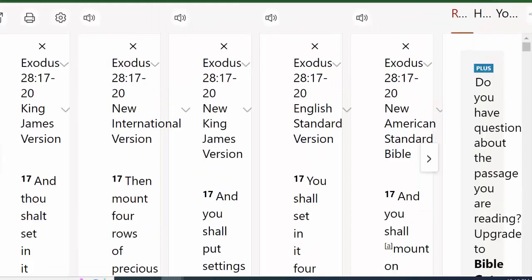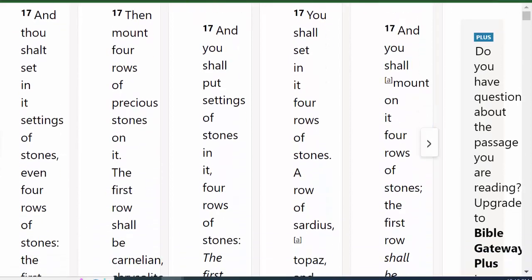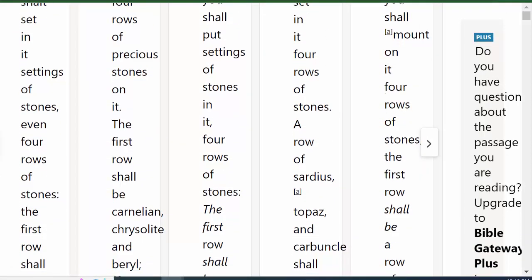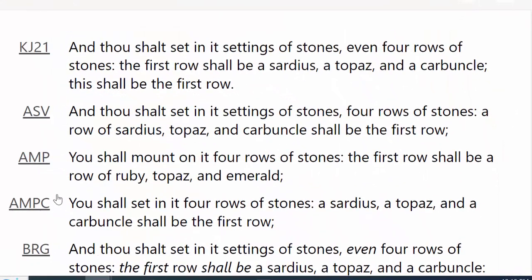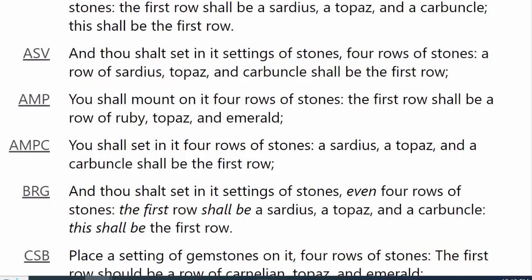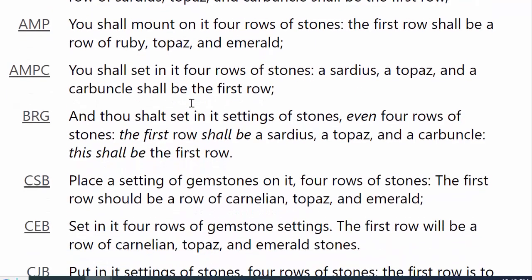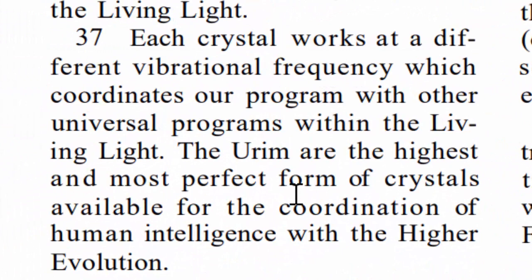And for grins and giggles, let's look at some of the other translations, because it seems like different translations use different words. For instance, this translation uses ruby, topaz, and emerald, while this translation up here uses sardis, topaz, and carbuncle. And those may be the same thing. A sardis and a ruby are the same stone, I don't know. Now, that was all about the Urim. So the Urim are the crystals. The Urim are the seed stones. The Urim is made up of the seed stones that we were just looking at in Exodus.